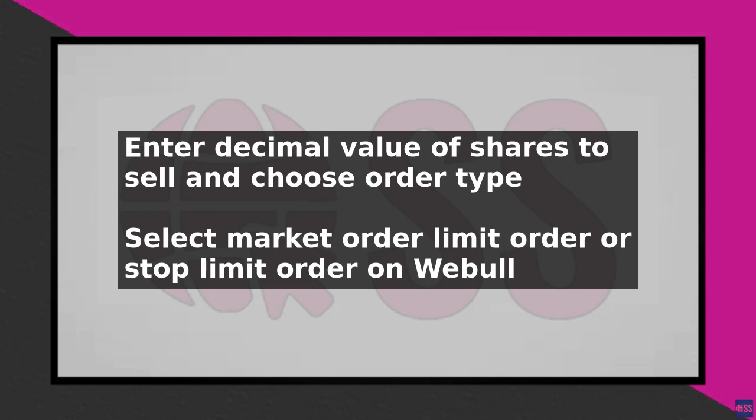Once you have selected your order type, review your order details to ensure everything is correct. This includes the number of shares you are selling, the order type, and the price. If everything looks good, click Confirm to submit your order. Your sell order will then be executed, and the proceeds will be deposited into your Webull account. You can view the status of your order and the details of the transaction on the Orders page.